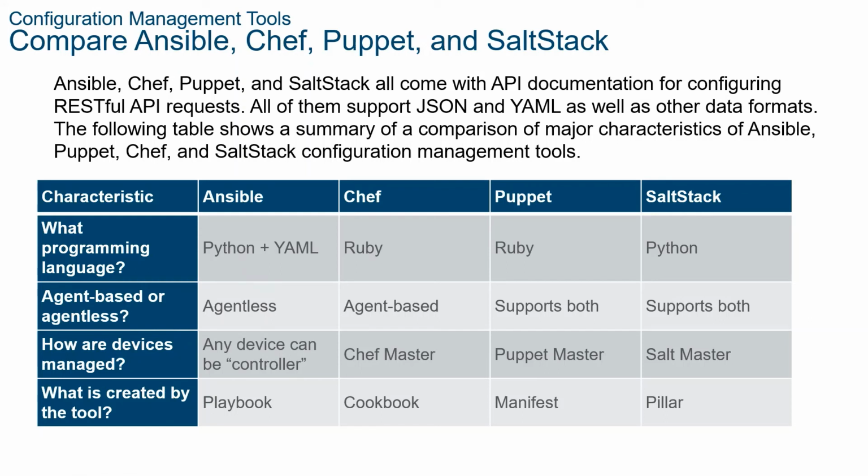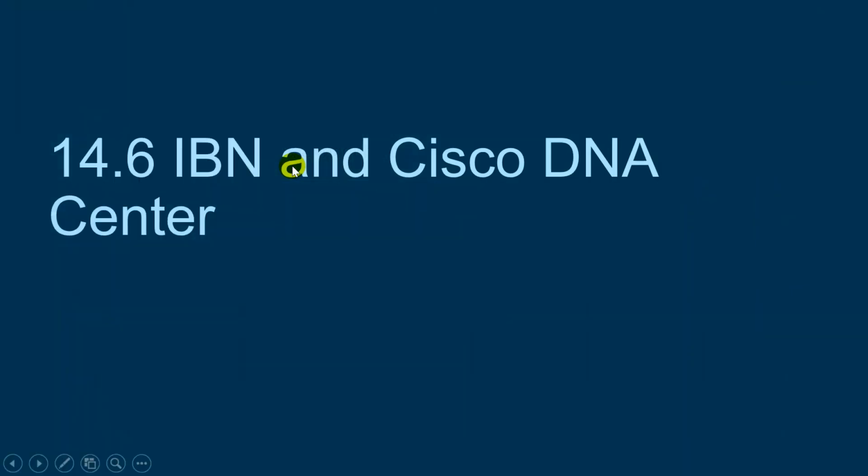Network administrators use configuration management tools to create a set of instructions to be executed. Each tool has its own name for these instructions: playbook, cookbook, manifest, and pillar. Common to each of these is the specification of policy or configuration that is to be applied to devices. Each device might have its own policy. For example, all Linux servers might get the same basic configuration and security policy.